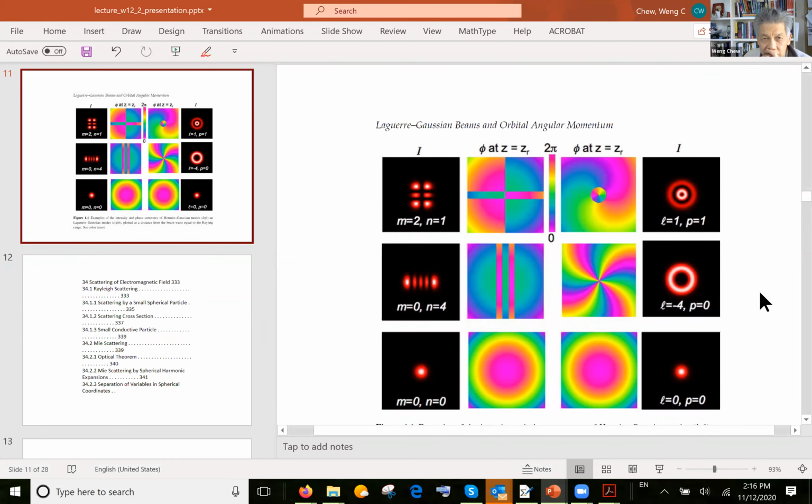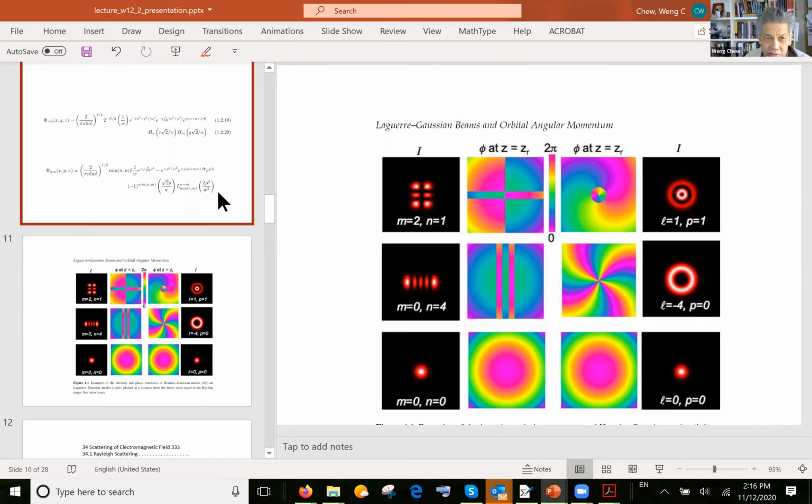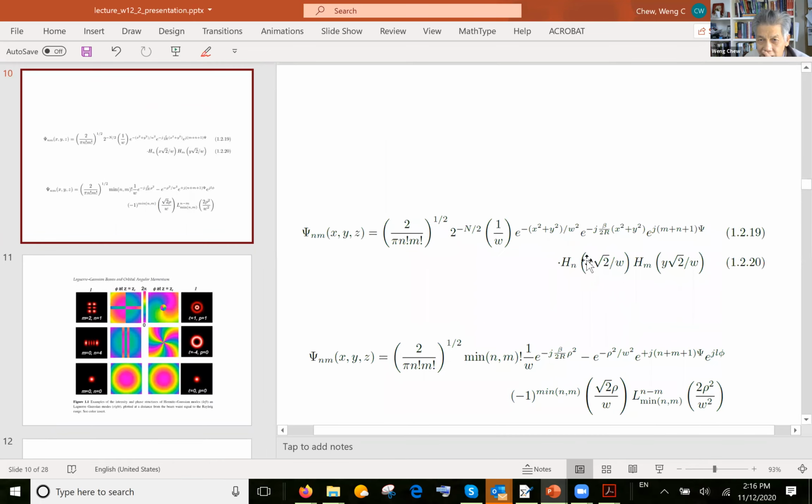Okay, so if you look at these Gaussian beams, they have all kinds of patterns in the x and the y direction. And they have different kinds of angular momentums, so to speak, because they will have very interesting x and y variations. If you look at the x and y variations, they're quite rich and interesting, and they can give rise to different kinds of angular momentum.